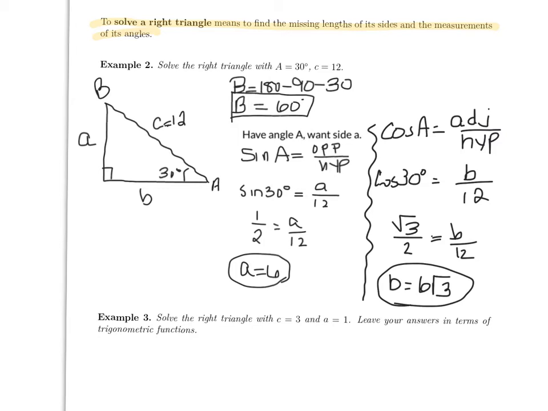I'd like you to pause the video, and on example 3, I'd like you to set up the triangle and at least find the third side. And then you can play the video back and we'll go over how to find the missing angles as well. The angles are a little bit tricky, a little bit different than what we saw in example 2, but I think it's good practice to set up the triangle.